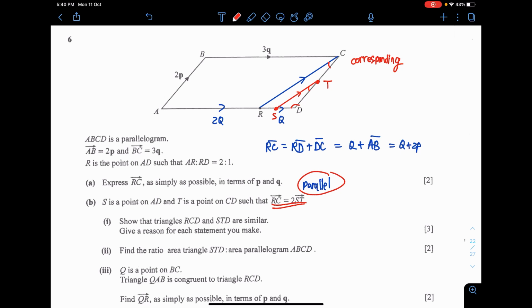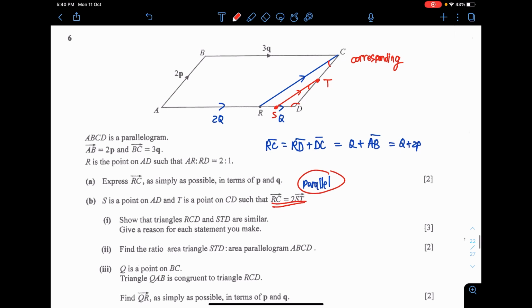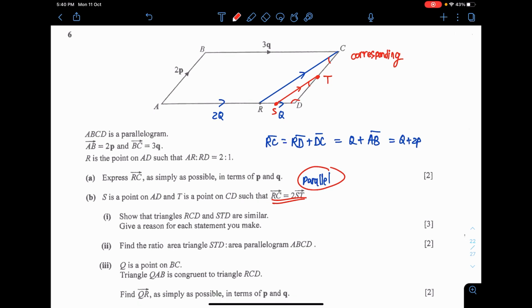Anyway, part 2: find the ratio of the area of triangle STD and the parallelogram ABCD. Area of STD. Why do you call it STD? Not intended. I'm not the one who made the O-level, so please don't sue me. I'm just stating it. So for STD, we want the area.